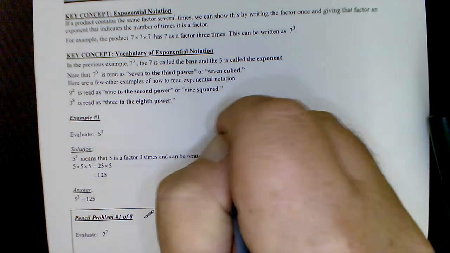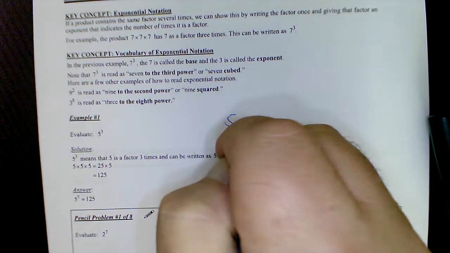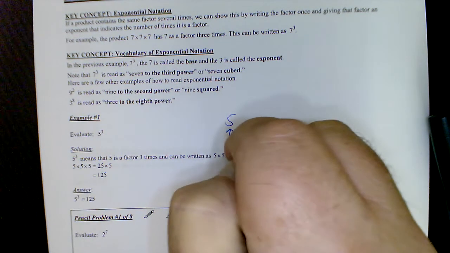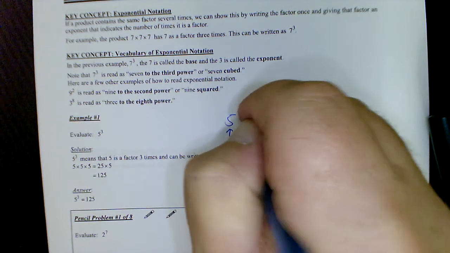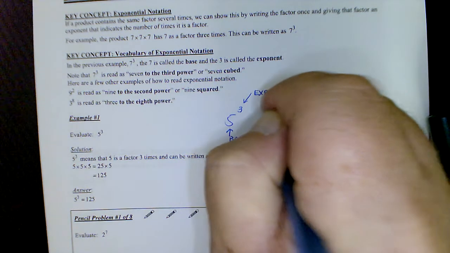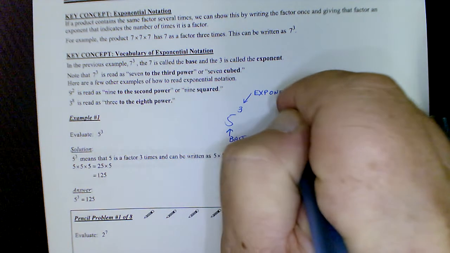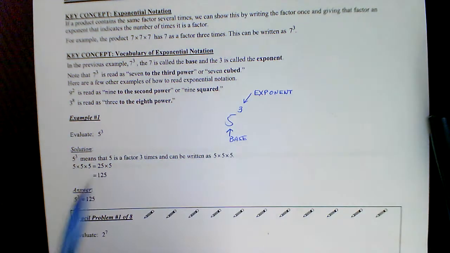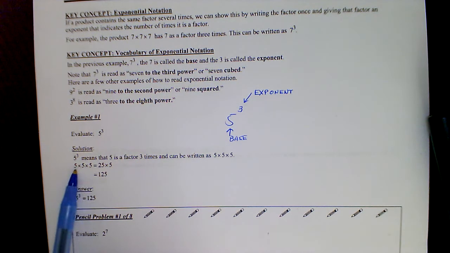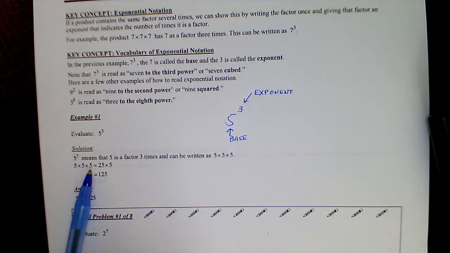So the 5 represents the base, and the little superscript written to the upper right is the exponent. You could read the details, but the exponent tells you how many times the base appears in the product. So 5 raised to the third or 5 cubed means 5 times 5 times 5, and you could do that on your calculator or grind it out, and we get 125.